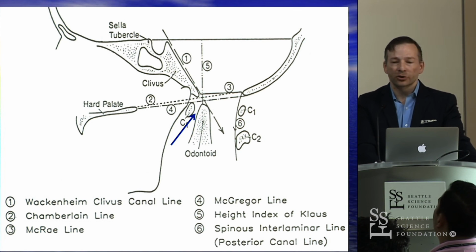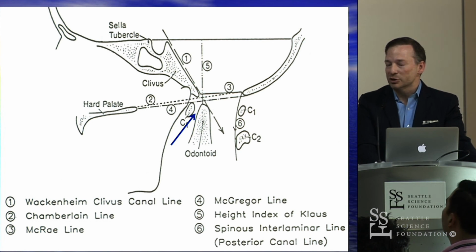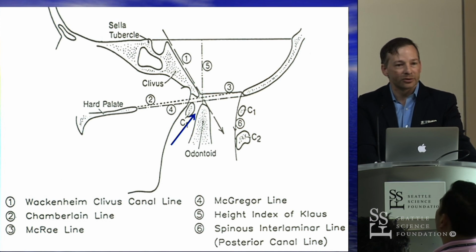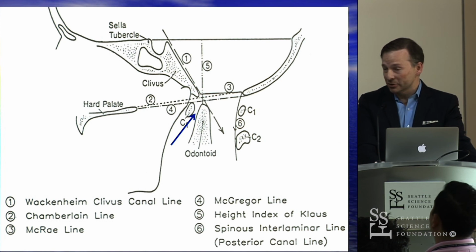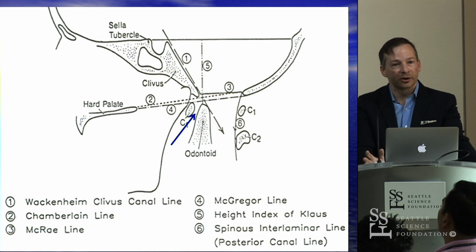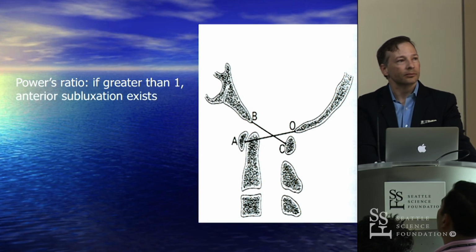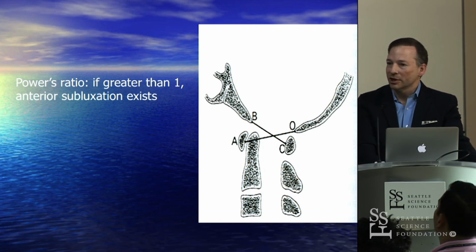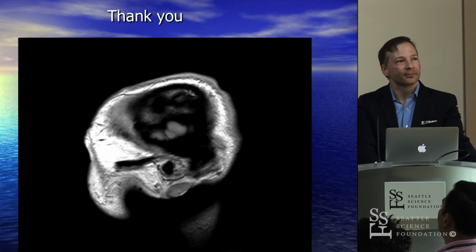You need to always make sure that your predental space is what it's supposed to be, right? 3 millimeters in adults. It can be up to 6 millimeters in kids, and after 6 millimeters, supposedly the transverse ligament has to be avulsed. Power's ratio has some utility as far as if you're trying to figure out whether there's any anterior subluxation.